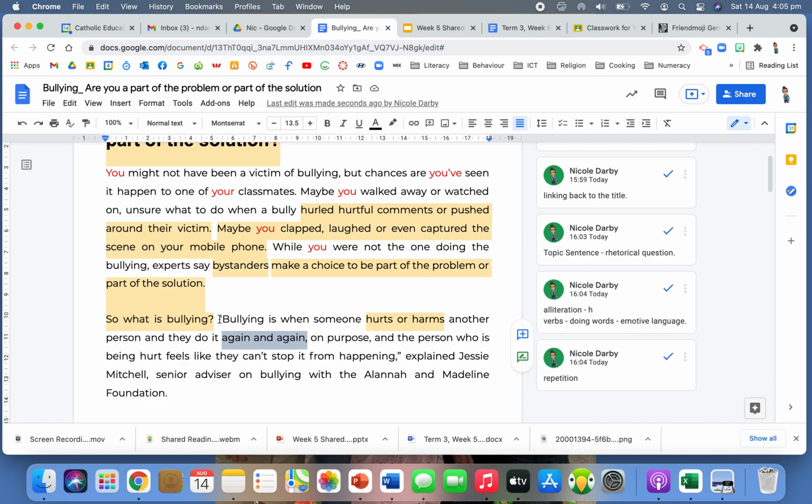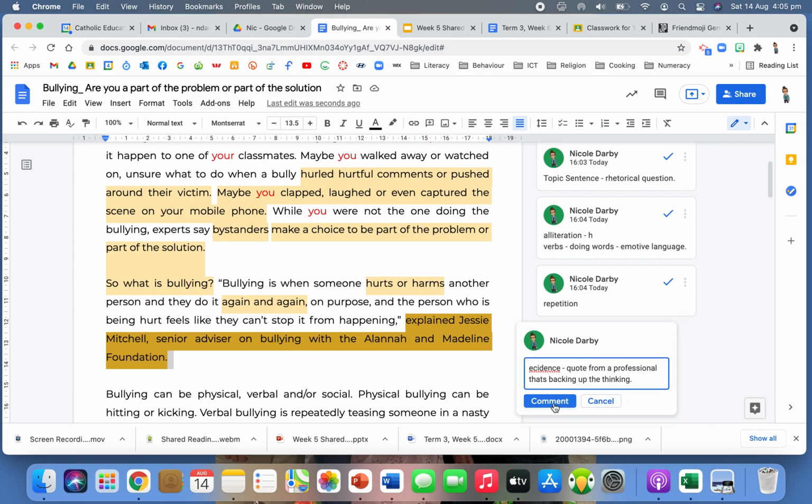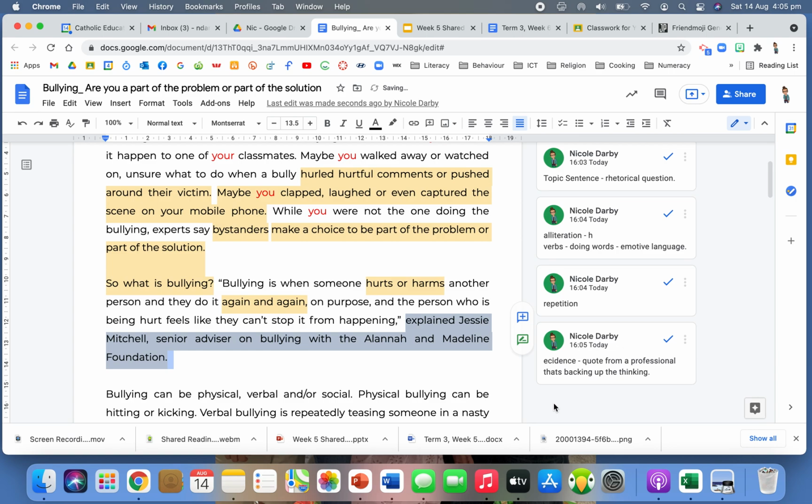But the thing I think I like the most here, maybe I'll highlight this bit here, is actually evidence. It's a quote from a professional that's backing up the thinking. Look at that. Not only did they just tell me what it was, but they're actually giving me the definition from a senior advisor on bullying. So they didn't just go to the dictionary and go, what is bullying?